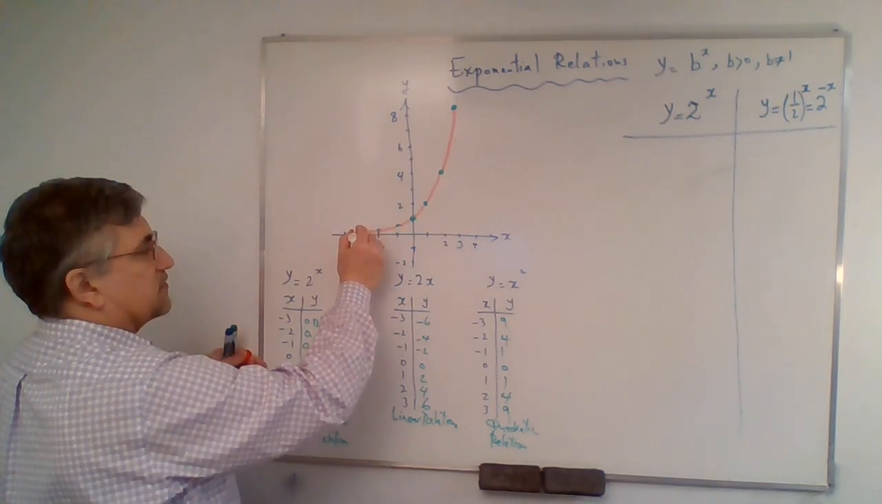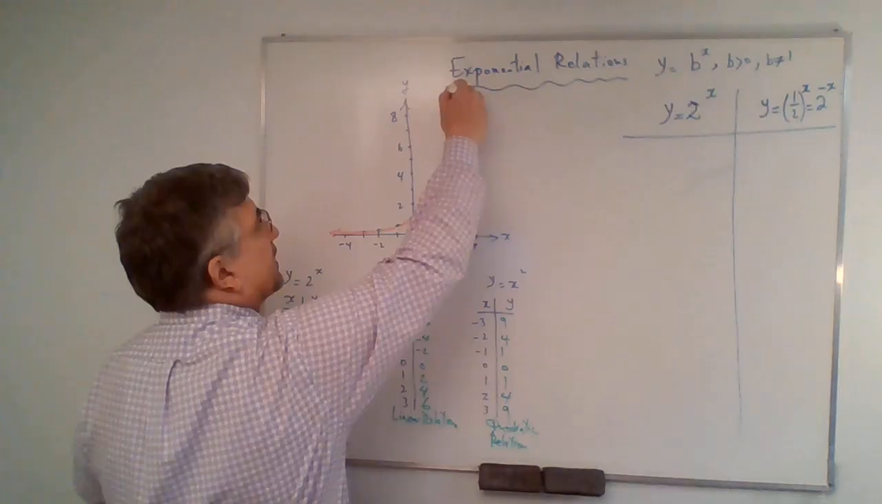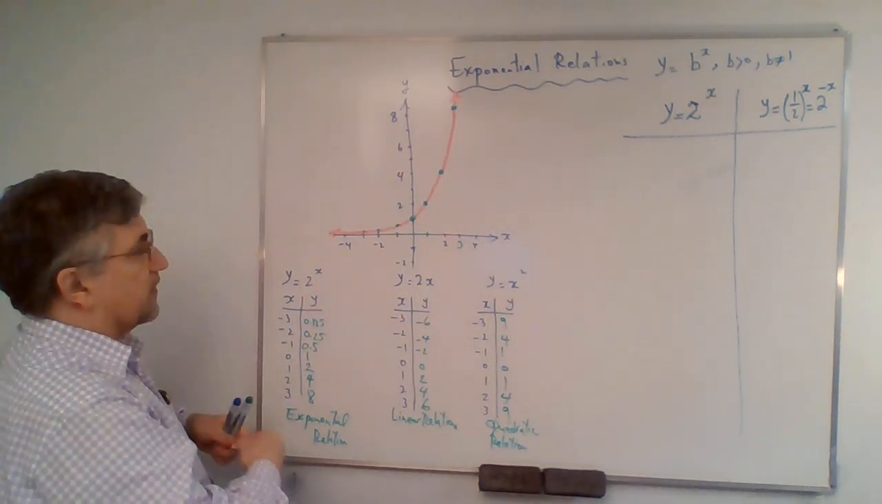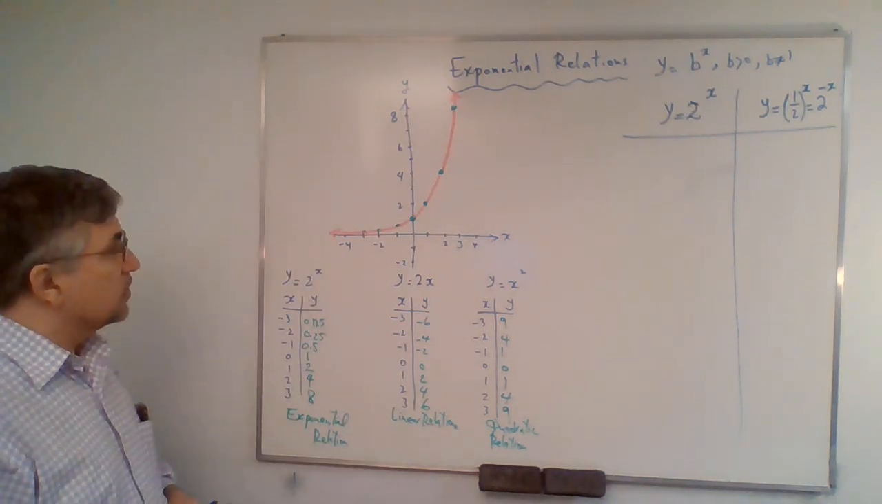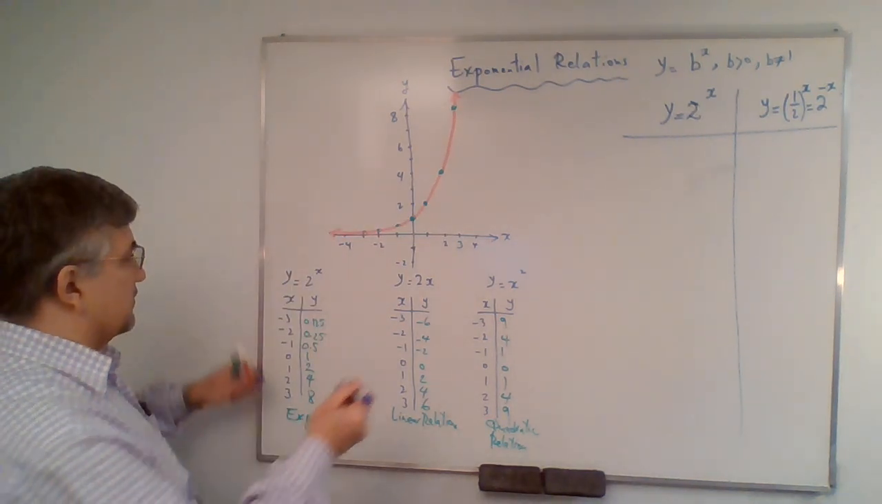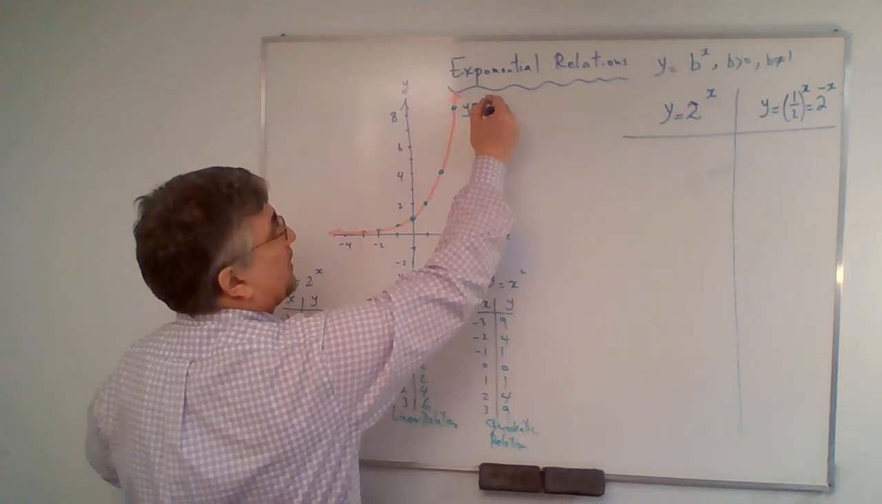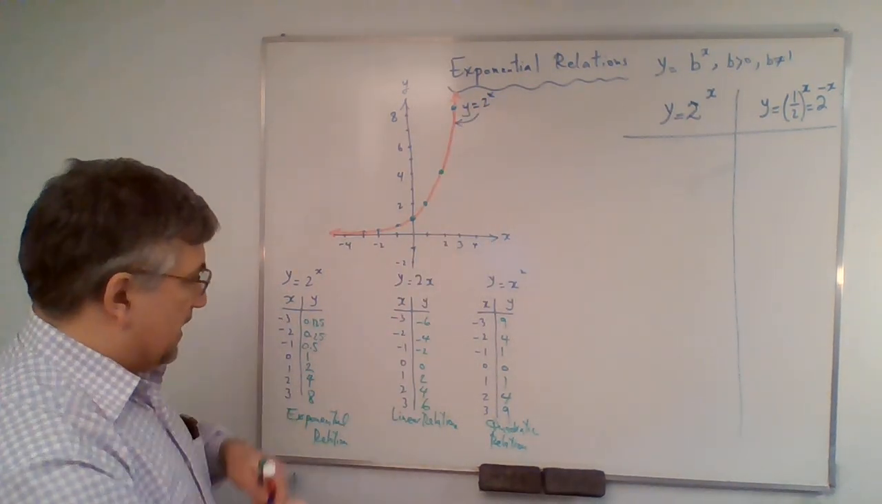Definitely it's not a parabola, definitely it's not a straight line. It's a curve that is very steep on the right side. It rapidly increases. So this is the shape of the exponential relation graph, y equals 2 to the exponent of x. I label it.